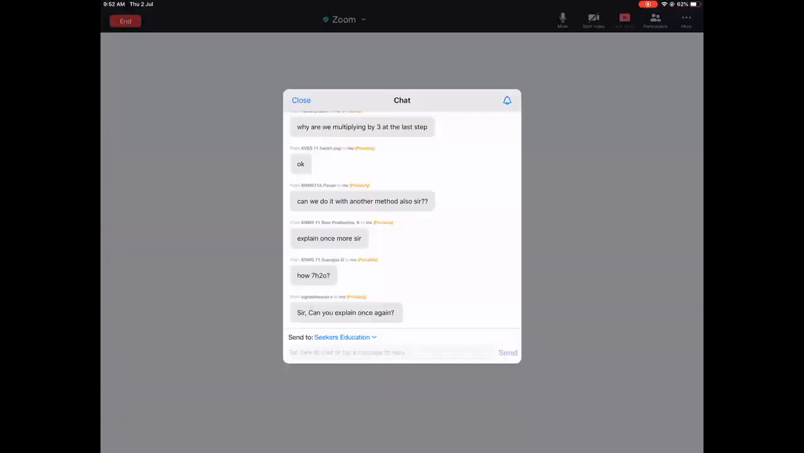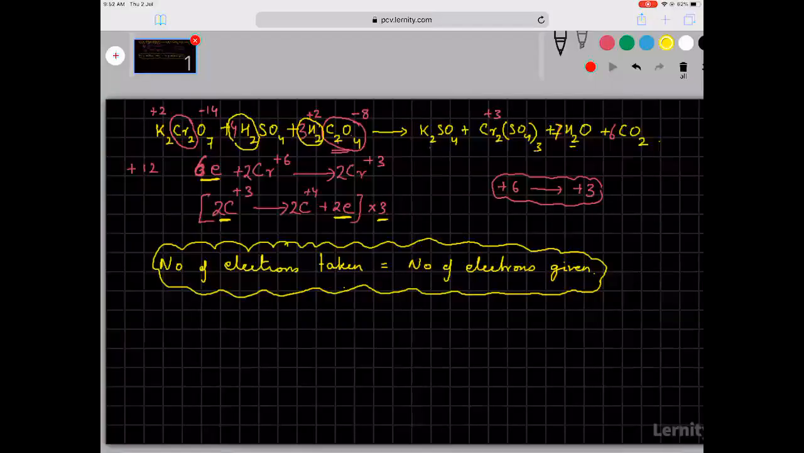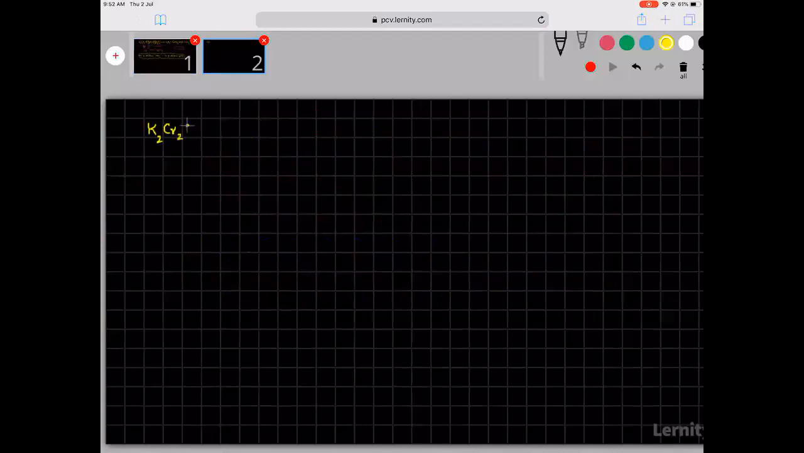I just explained, I'll explain again. So K2Cr2O7 plus H2SO4 plus H2C2O4 gives K2SO4 plus Cr2(SO4)3 plus H2O plus CO2. So I want to see how I can balance this.